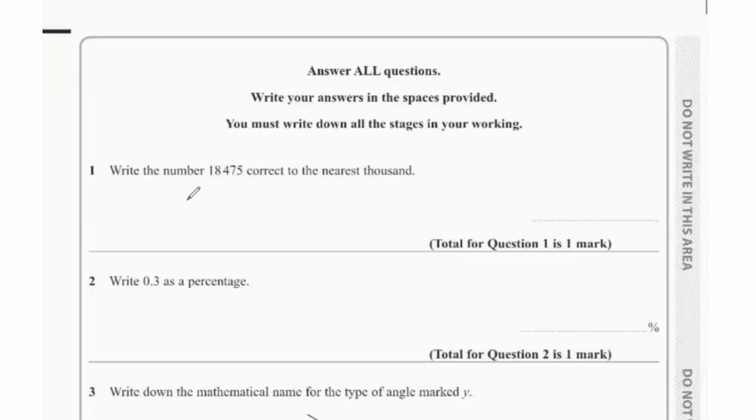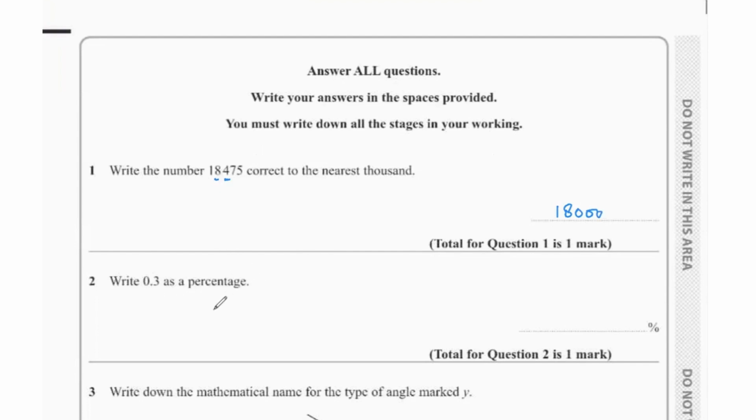And the first question says, write the number 18,475 correct to the nearest thousand. So which means we're going to round 8 according to 4. So since 4 is less than 5, 18,475 is going to be 18,000. Next question says, write 0.3 as a percentage.